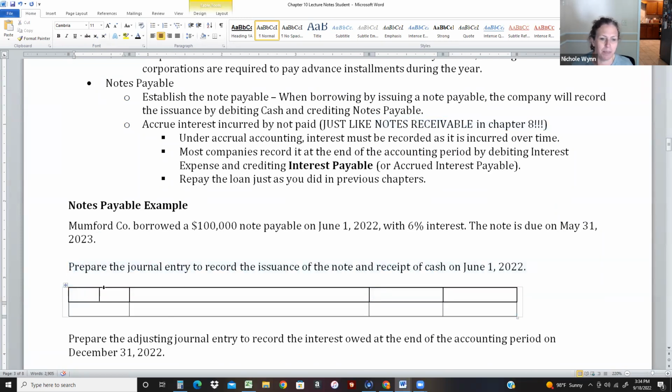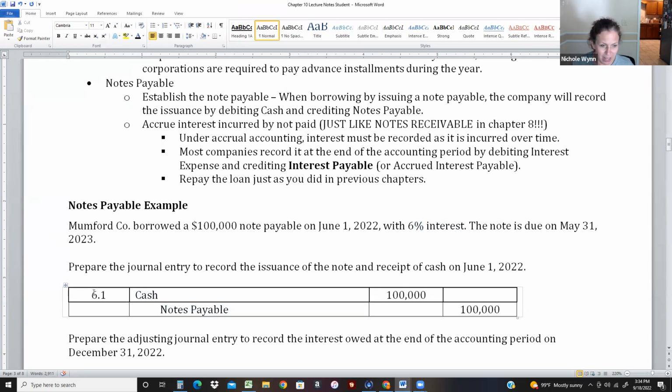So it says, Mumford borrowed 100,000 notes payable on June 1. So just like we did back in chapter 2, on June 1, we are going to borrow cash that we will have to pay back. Cash and notes payable. So in chapter 8, we did notes receivable and cash because we were the ones giving the loan. Now we are getting a loan. So we are the borrowers. We are going to pay 6% interest. The notes due May 31 of next year.